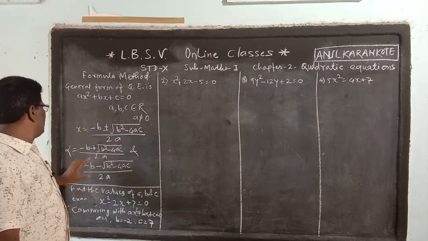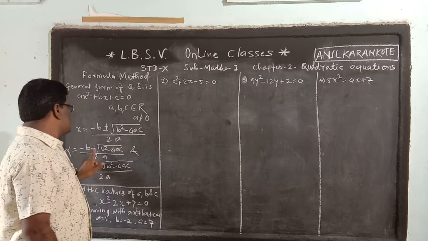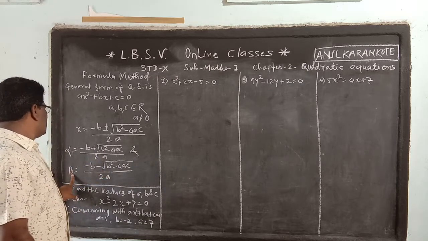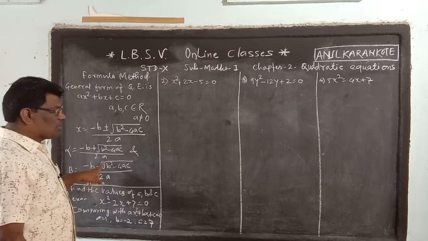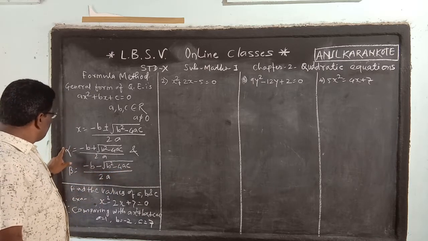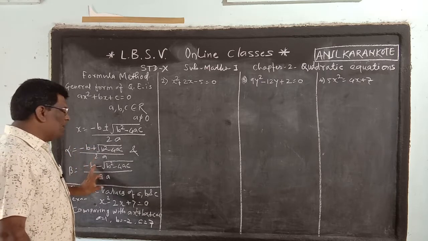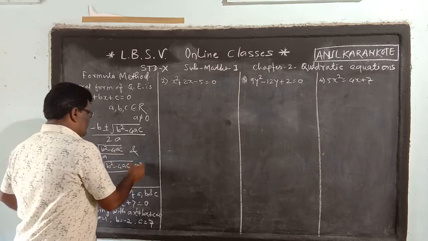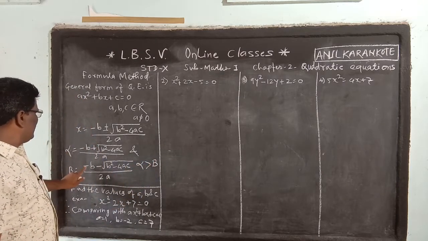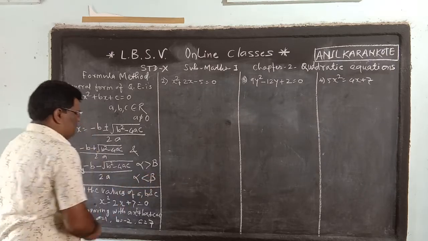These two roots are denoted by alpha and beta. Therefore alpha is equal to minus b plus square root of b square minus 4ac upon twice a, and beta is equal to minus b minus square root of b square minus 4ac upon twice a. In this case alpha is greater than beta, and if we write alpha with the other sign, then alpha is less than beta.